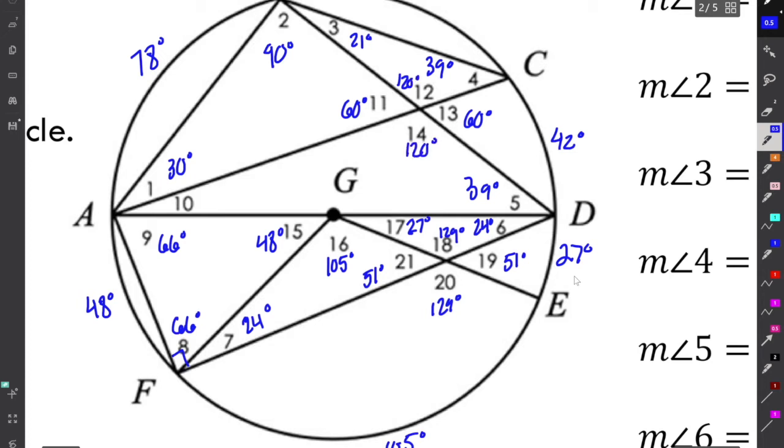Okay, that gives me 120 degrees for both of those. And I think we have found everything we need to. So let's fill in, we need angle 10. Angle 10 is just an inscribed angle for this 42 degree arc, so it'll be 21 degrees.